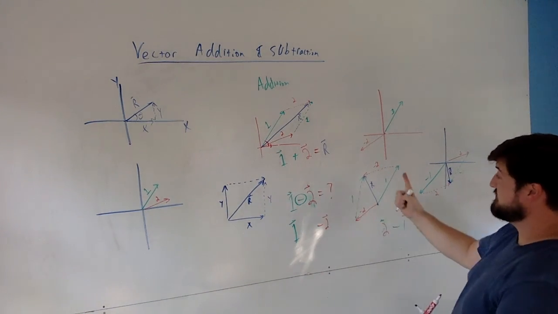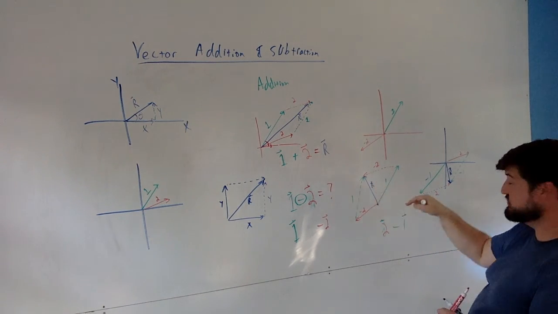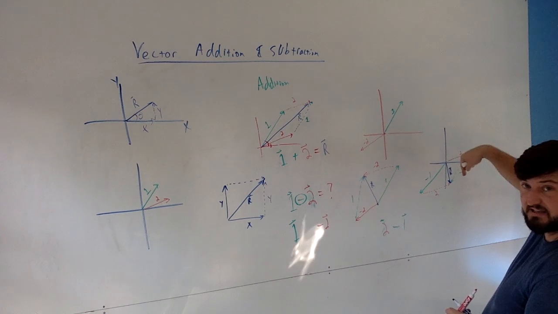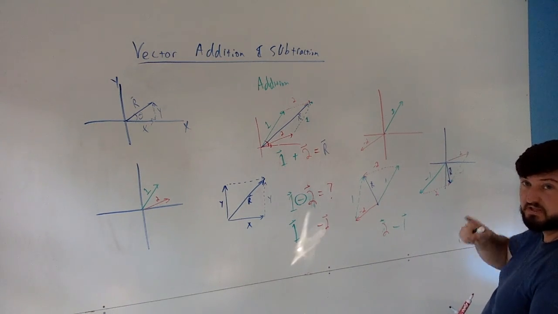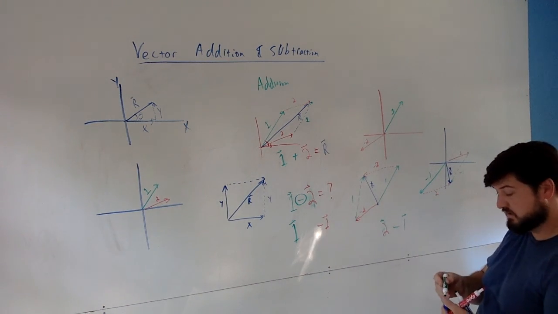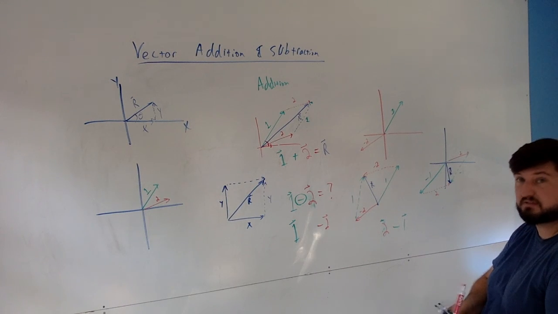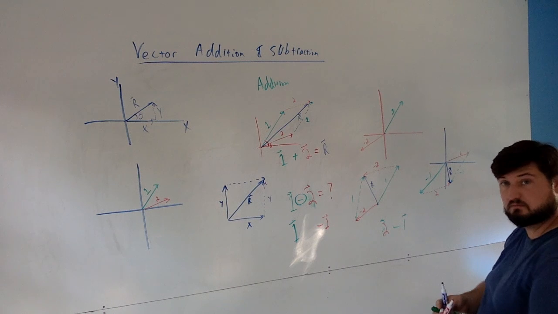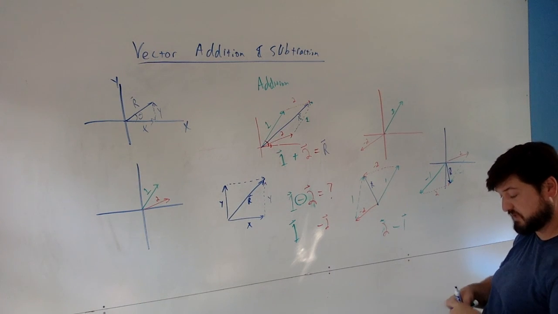1 minus 2 got me a vector that was pointed this way. 2 minus 1 got me a vector pointed that way. You see that? It's the exact opposite direction. It is flipped, okay? So you still have negatives and positives in here, but you have them in terms of direction now, okay? Just like you would for addition and subtraction.